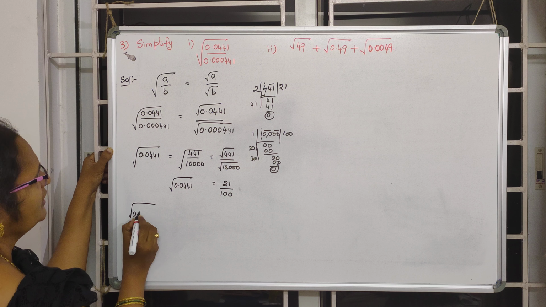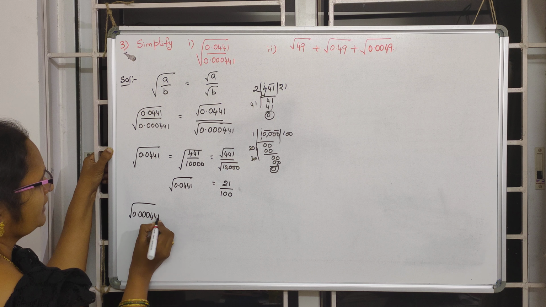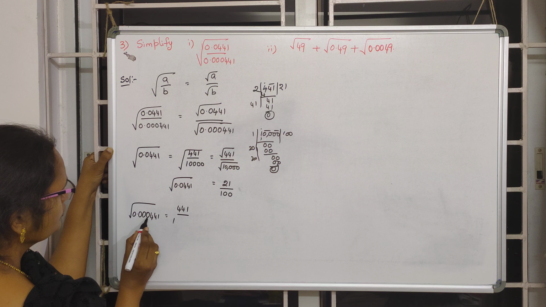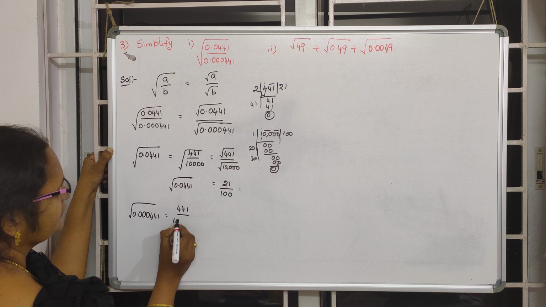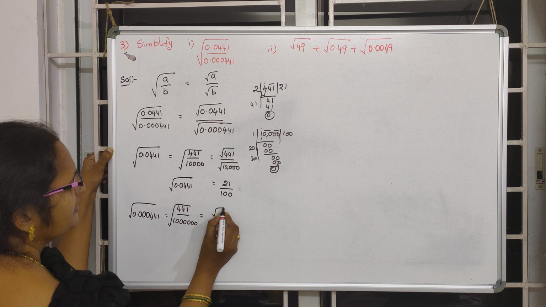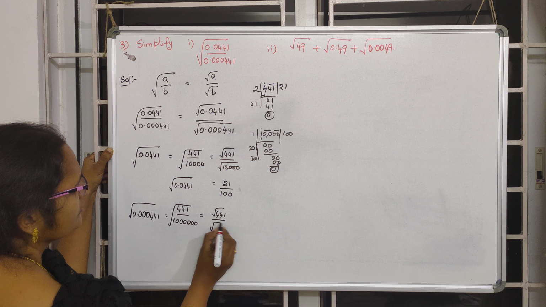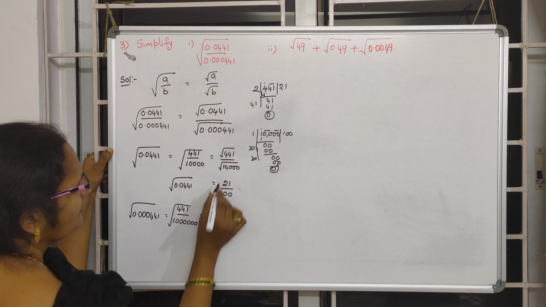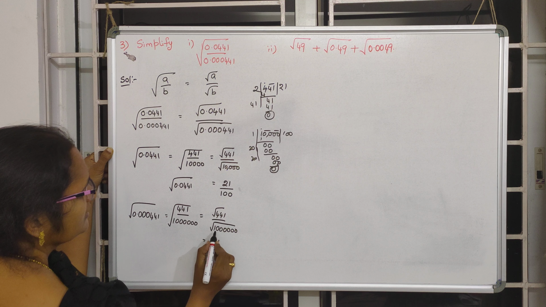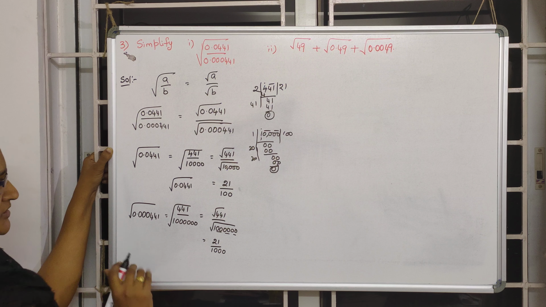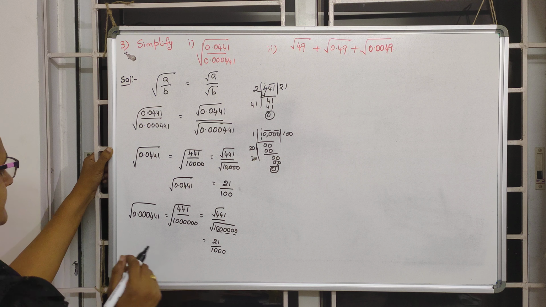Square root of 0.000441. This can be written as 441 upon 1 followed by 1, 2, 3, 4, 5, 6 decimal places. So 6 zeros. This can be written as square root of 441 upon square root of 1 followed by 6 zeros. Square root of 441 is 21 upon, here for every 2 zeros, 1 zero. For every 2 zeros 1 zero I am keeping, 21 by 1000. Is it clear?